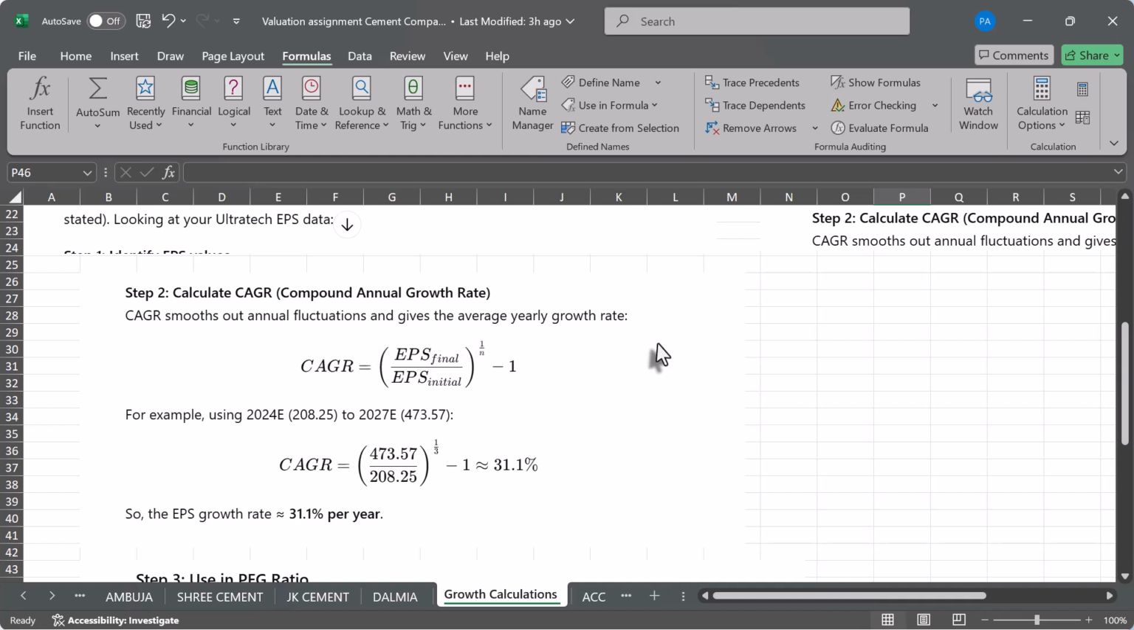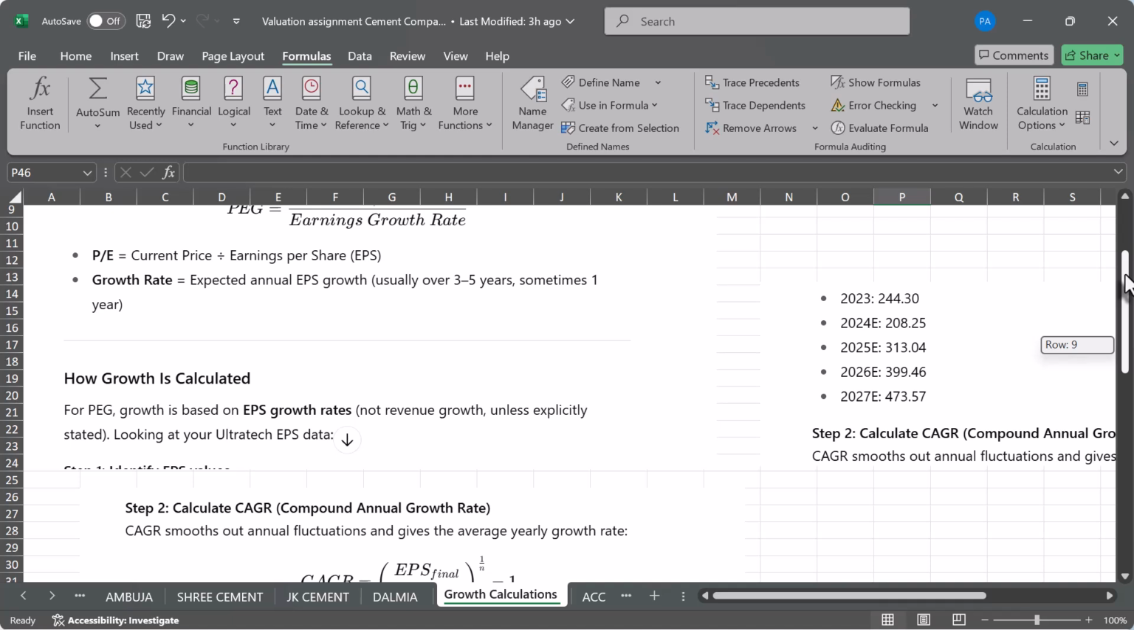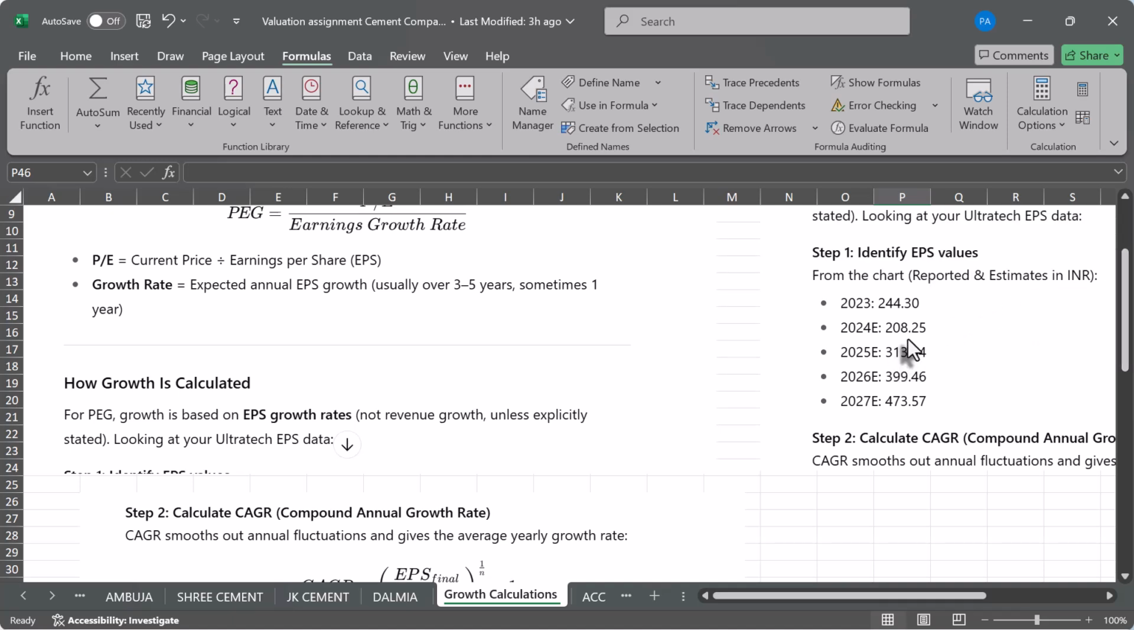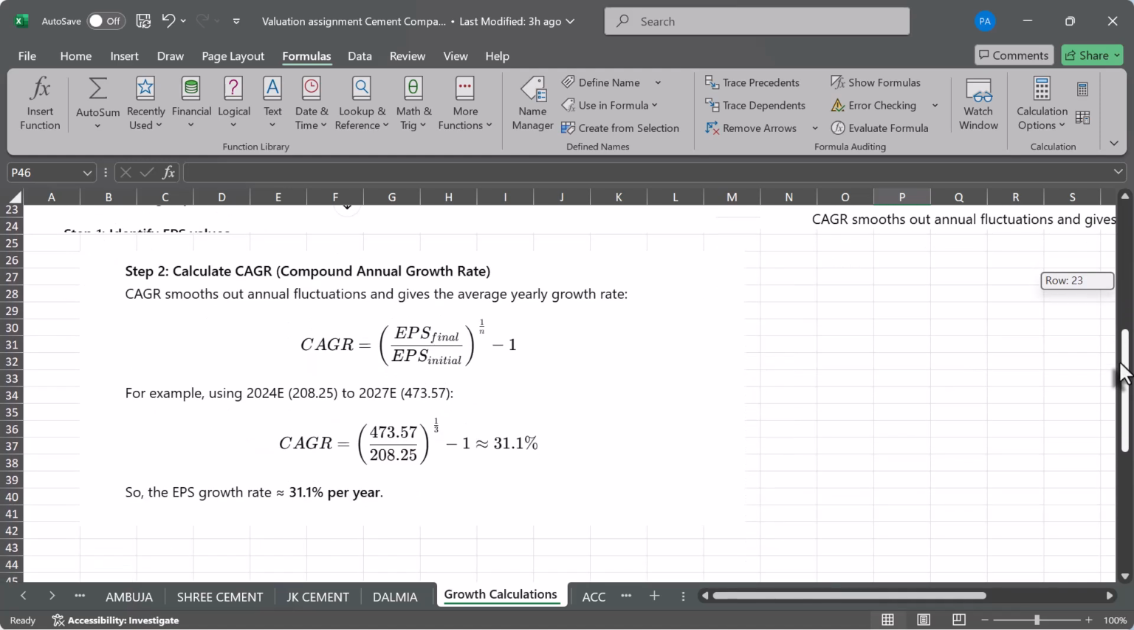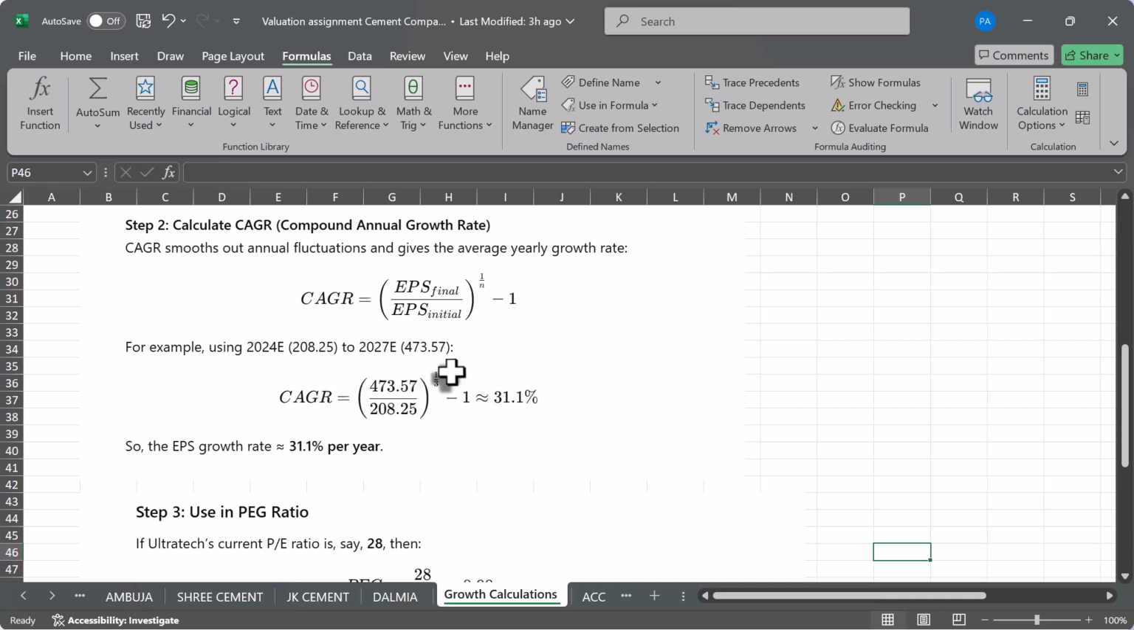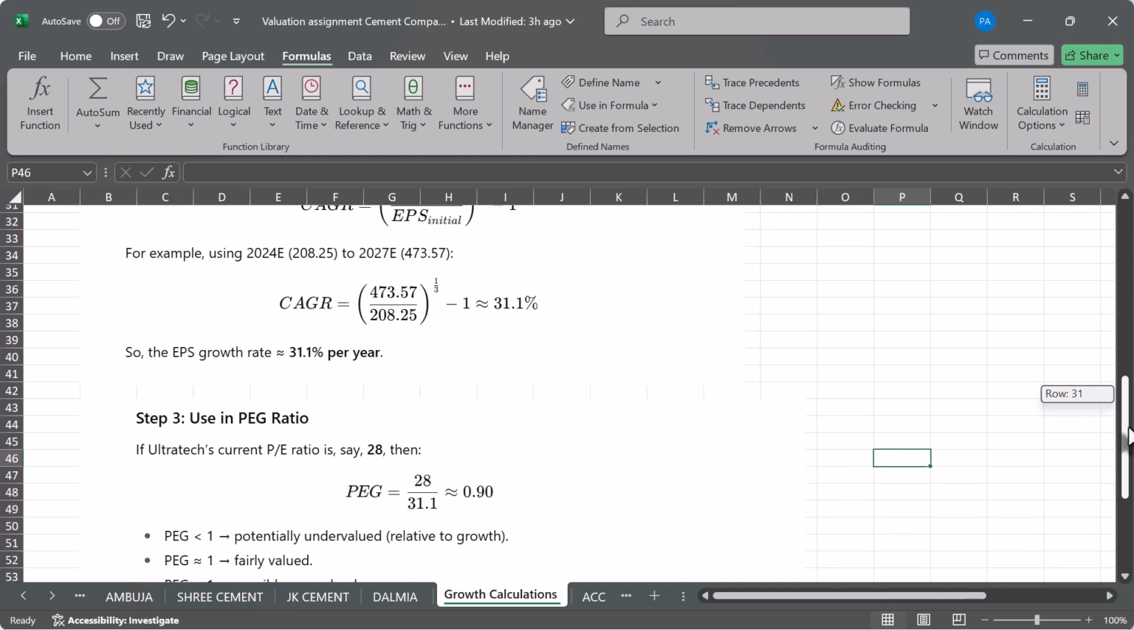So the CAGR smooths out the annual fluctuation and gives the average yearly growth. The last year data is 473 and the initial was 208. If you look here, we have taken the initial as 204, which was the estimated, and the last was 473. Of course, these numbers have been slightly revised. But if you use this formula, minus 1, we have a growth coming to 31.1%. Our number was also coming to almost 30%, so it is not a big change here, but this is another way of calculating the growth. We have taken the average of 3 years. Now just use step 3. Read this.